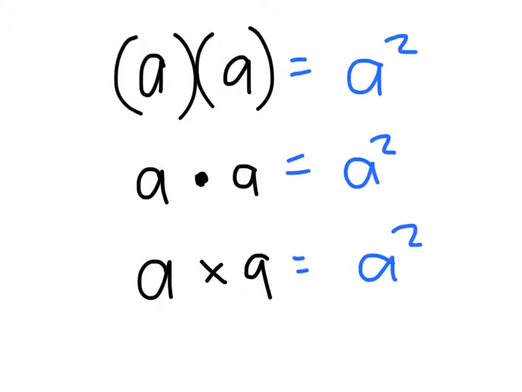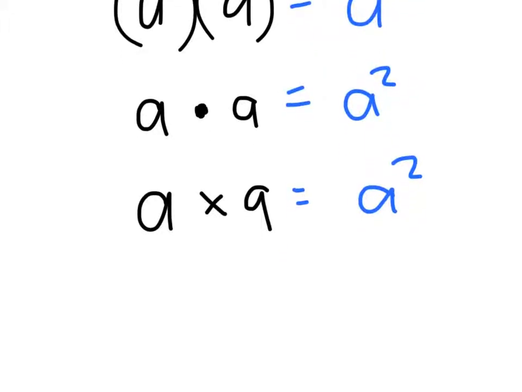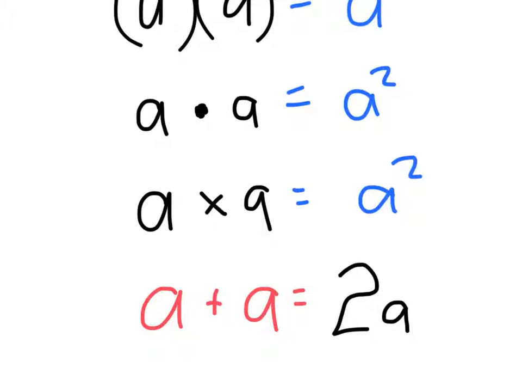But now, let's chat about something. Let's say instead of a times a, it's a plus a, for a little bit of review. A times a is a squared. A plus a, and this addition sign is critical, is going to be 2a. Let's keep that in mind as we go forward.